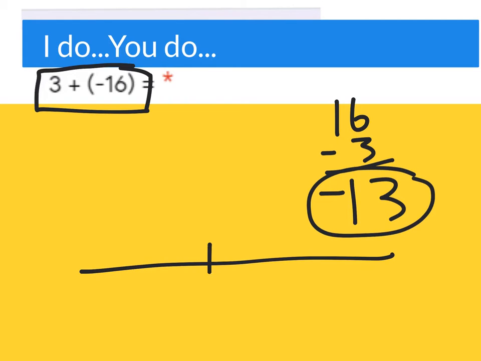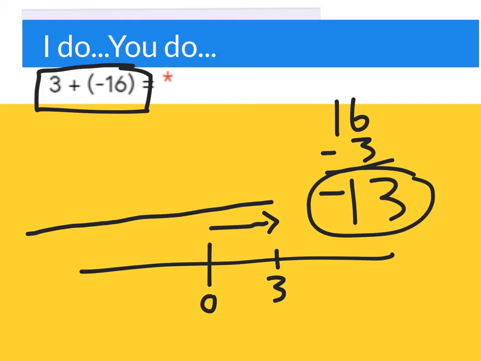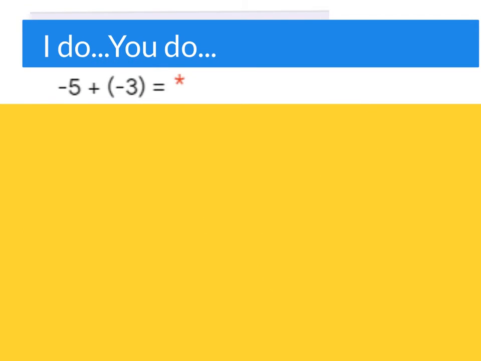Of course, you could look at it like a number line, right? Positive 3 would be a movement over to positive 3. But then you're taking away 16, which once again gets you off the page over here at negative 13. That's plus a negative 16, or a left movement of 16.